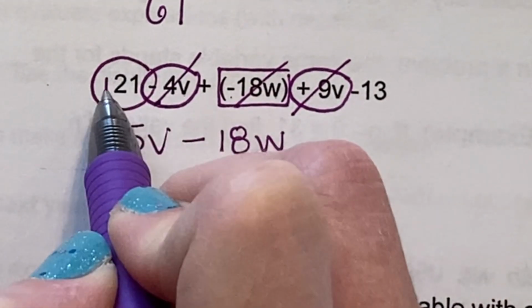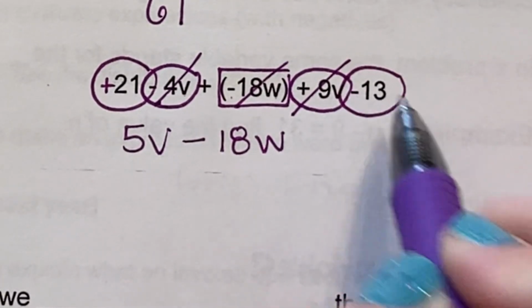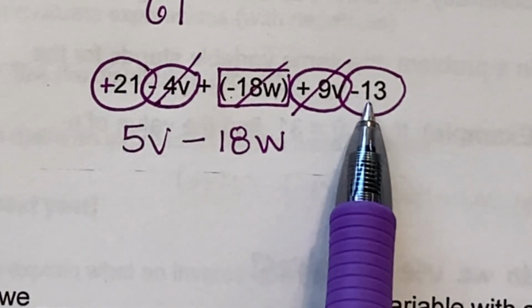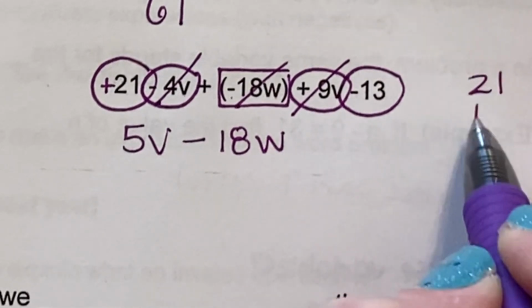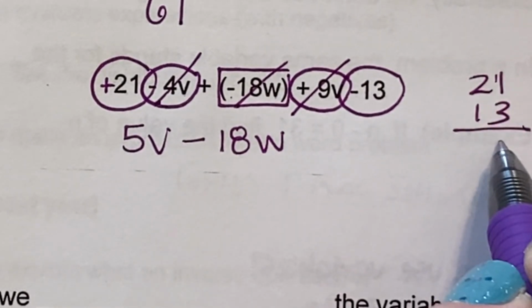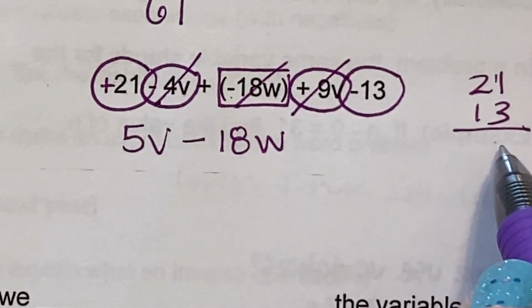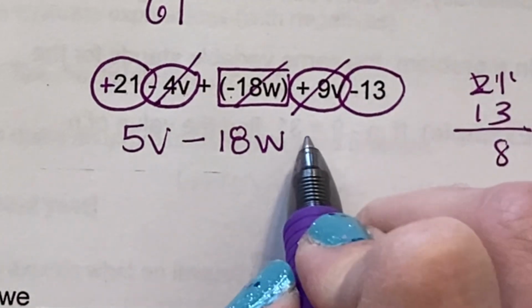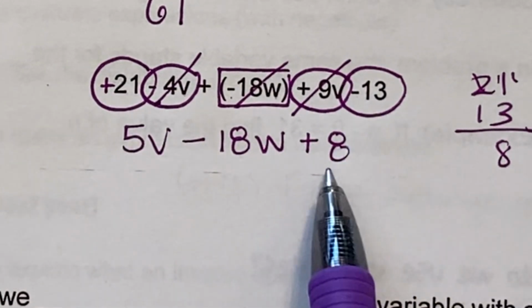I have a positive 21 and I have a negative 13. That negative sign goes with that 13. Well, I want to combine 21 minus 13. What is 21 minus 13? Goodness sakes, I'm having a total brain fart. What's 11 minus 3? 8. Ooh, that's a positive 8. So 21 minus 13 is 8.